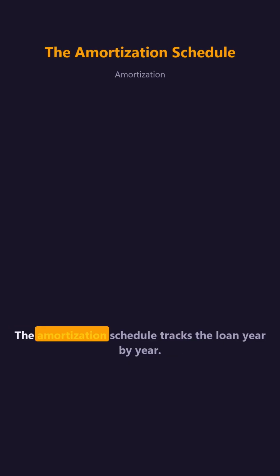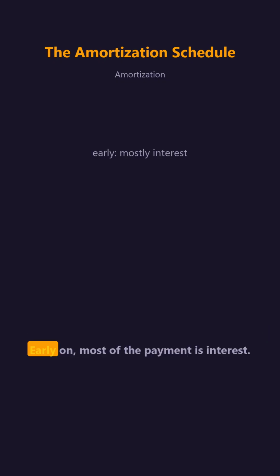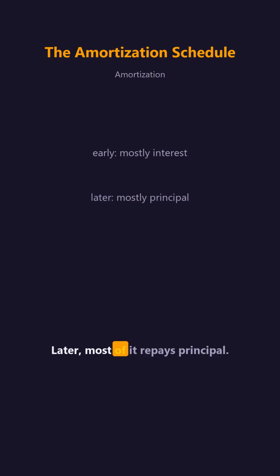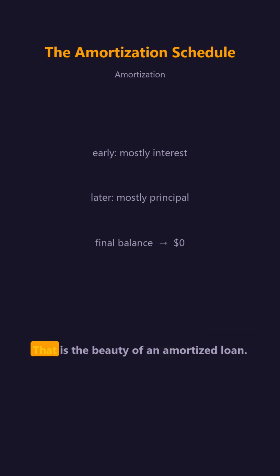The amortization schedule tracks the loan year by year. Each row shows the payment, the interest, the principal, and the new balance. Early on, most of the payment is interest. Later, most of it repays principal. By the final payment, the balance reaches exactly zero. That is the beauty of an amortized loan.